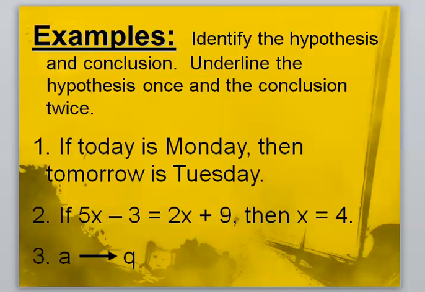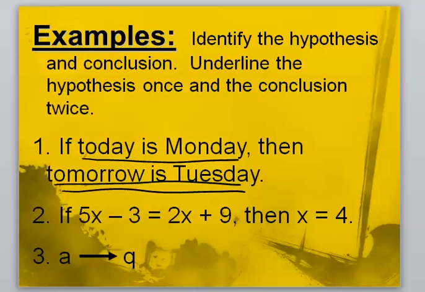So the first set of examples we're going to do is we're going to identify the hypothesis, the if part, and the conclusion, the then. Underline the hypothesis once and the conclusion twice. Number 1, if today is Monday, then tomorrow is Tuesday. Your hypothesis is the part that goes with the if. So today is Monday, we're going to underline once. The conclusion is the part with the then. Then I can conclude that tomorrow is Tuesday. So we're going to underline that twice.